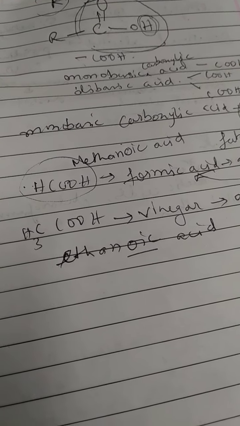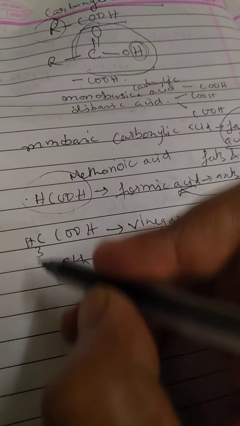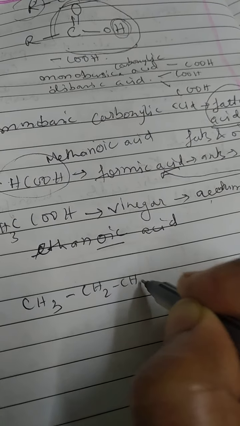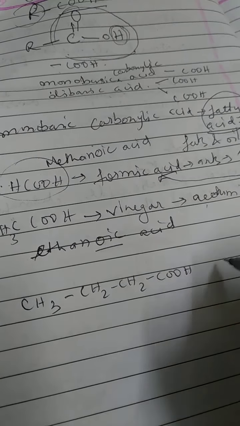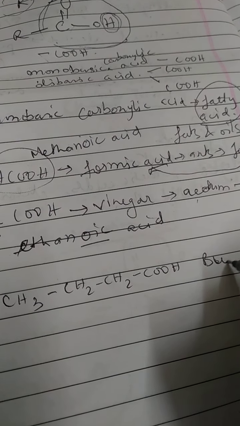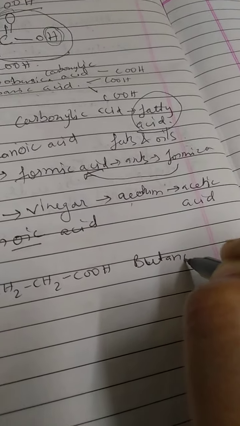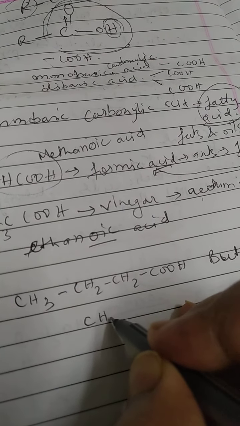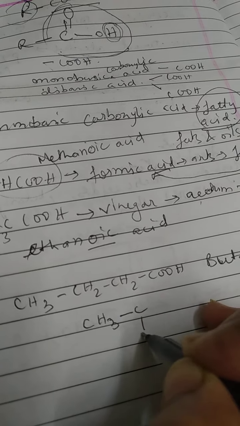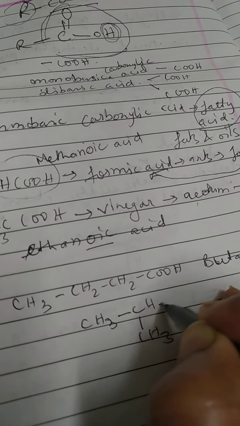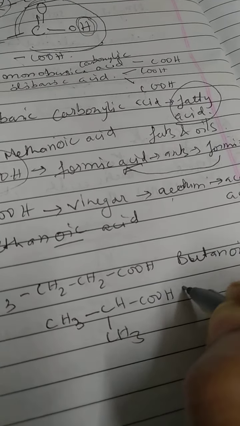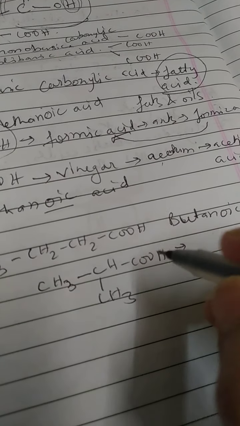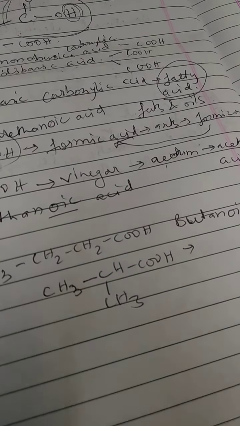For example, this is a 4 carbon compound, so it is butanoic acid. Now suppose it has got a branching. These two are isomers, the branching is different here. So these are branch isomers.